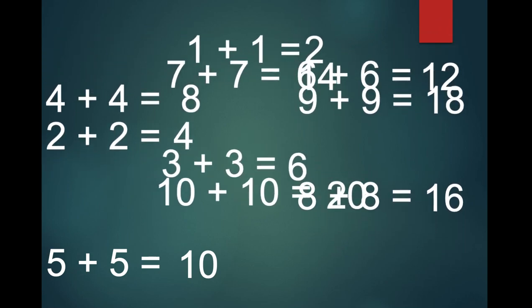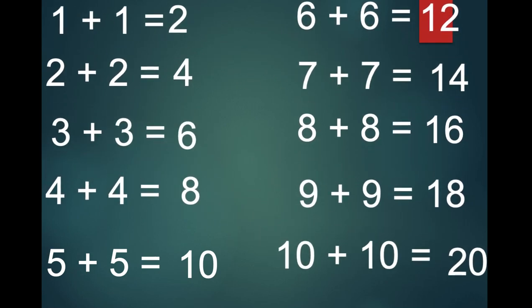And now, so 1 plus 1 is 2. 2 plus 2 is 4. 3 plus 3 is 6. 4 plus 4 is 8. 5 plus 5 is 10. 6 plus 6 is 12. 7 plus 7 is 14. 8 plus 8 is 16. 9 plus 9 is 18. And 10 plus 10 is 20.